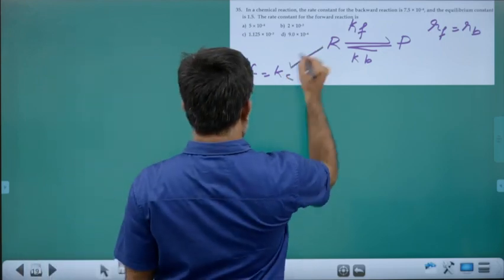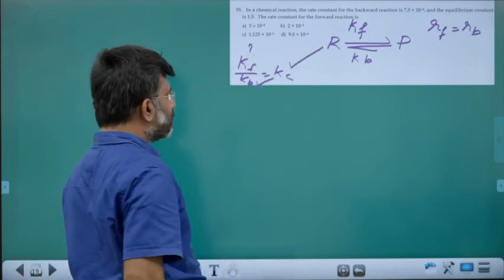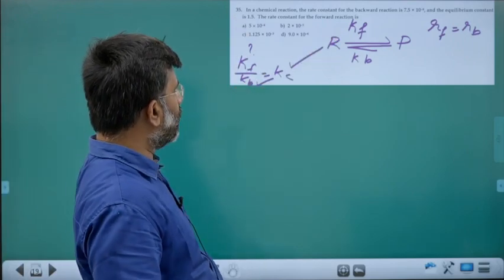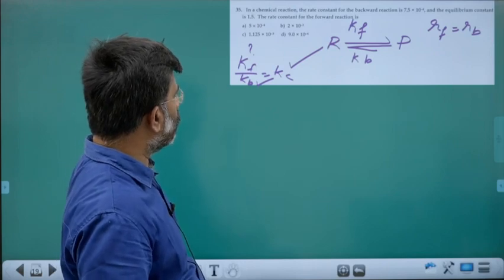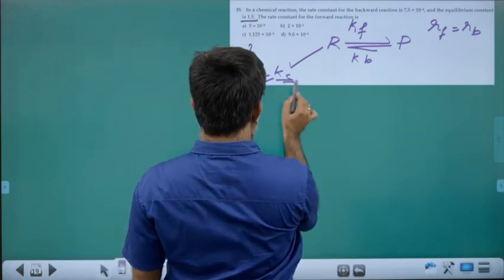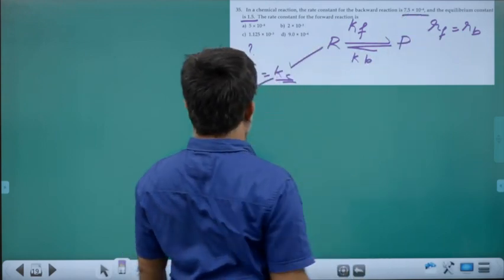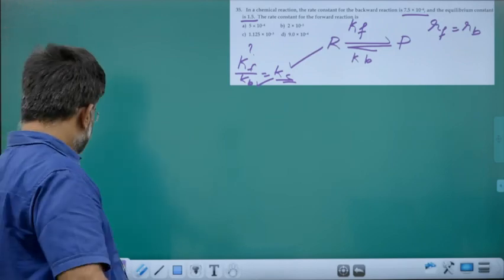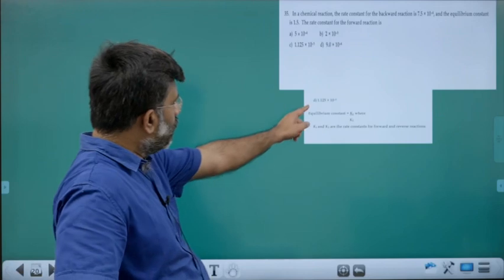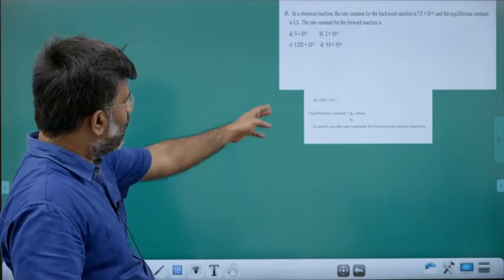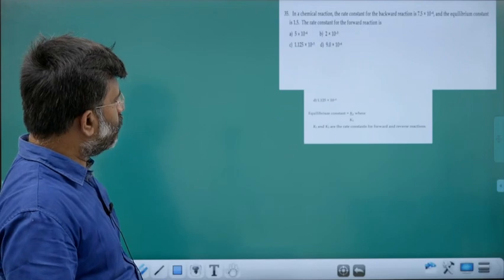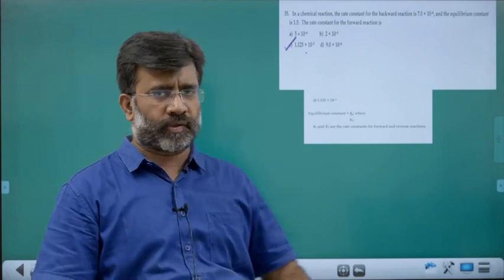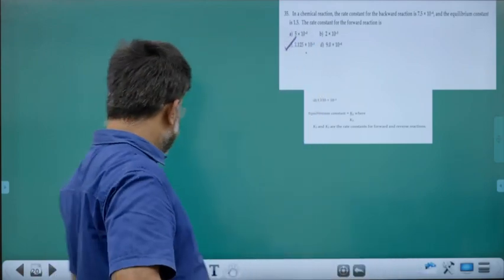Now, this is given. KC is 1.5 and KB is 7.5 into 10 power minus 4. So KC into KB will give you KF. 11.25 into 10 power minus 4, that is 1.125 into 10 power minus 3. Option C will be coming as the correct answer. Okay. Next.